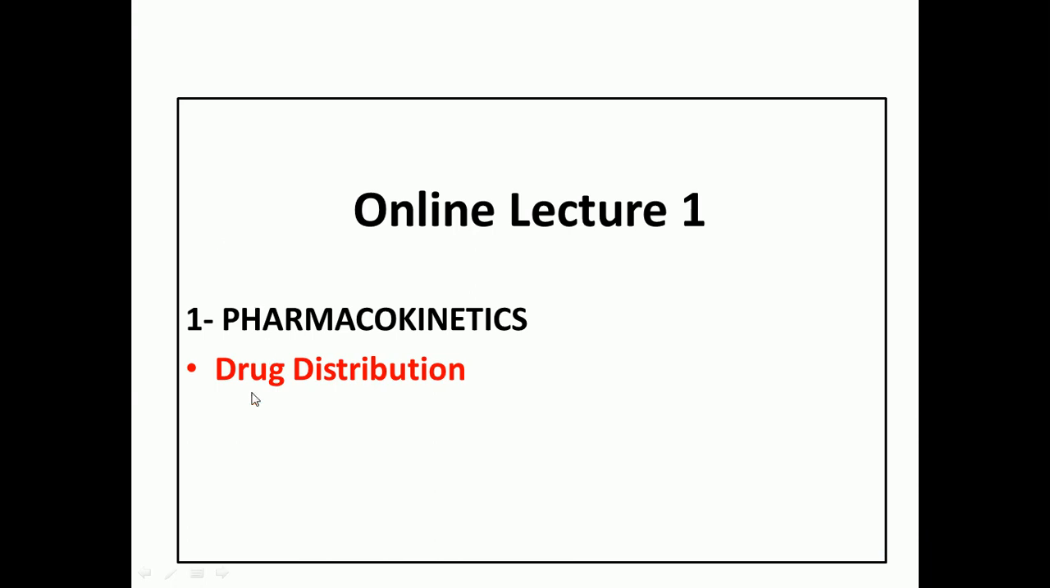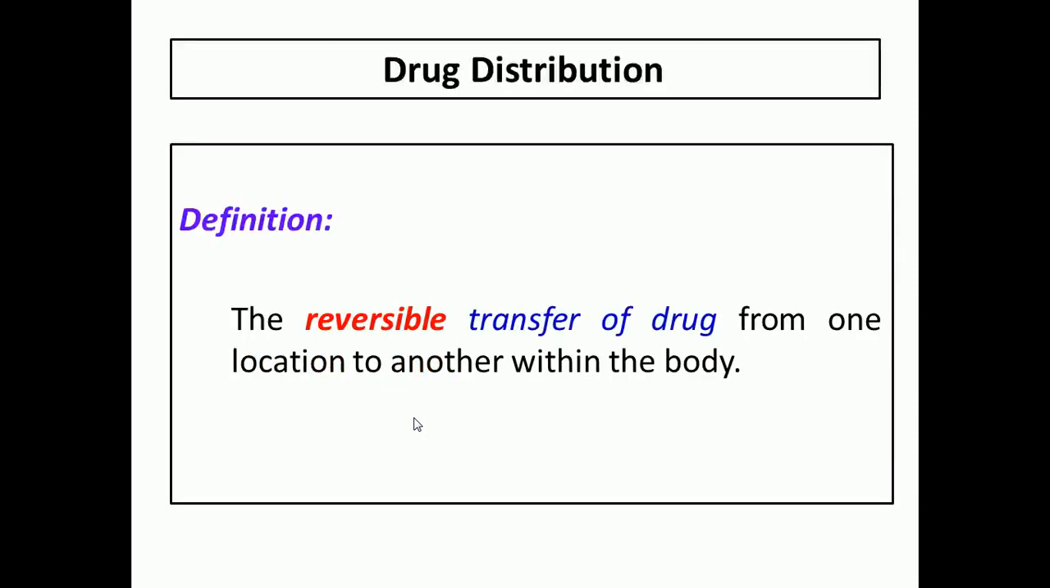Today's presentation, the topic is drug distribution. As we know, drug distribution is the second parameter of pharmacokinetics, and pharmacokinetics is the movement of drug and subsequent alteration of the drug molecule within the body. If we define drug distribution, it is a reversible transfer of the drug from one location to another within the body. Here in this definition, location means tissue.